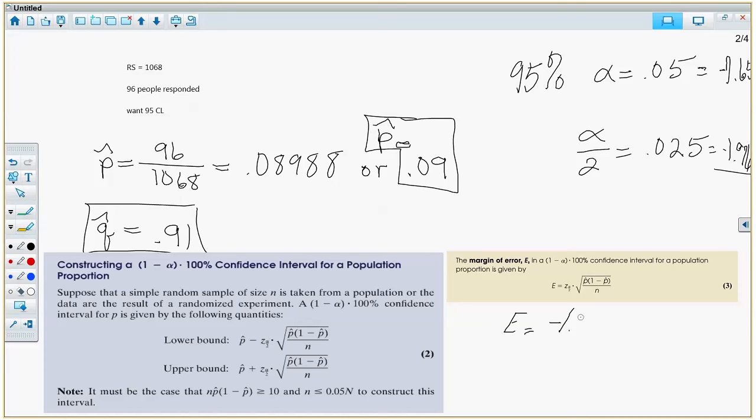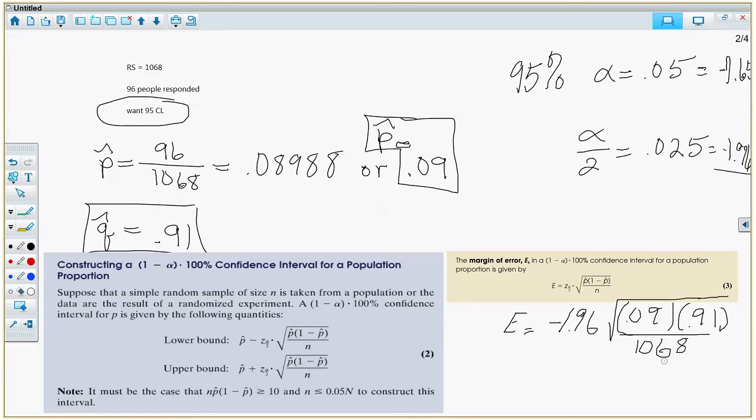How did you get 95%? That's right here. Square root of P, well, P is 0.09 times Q, 0.91 over 1068. Now, I'm sorry. That's pretty much plug and chug.